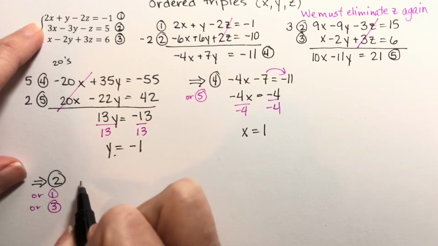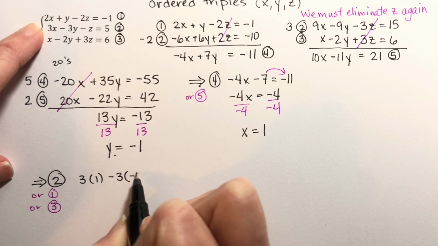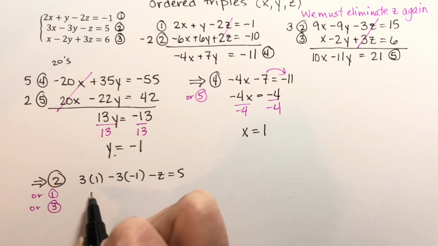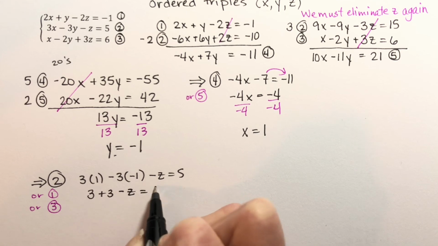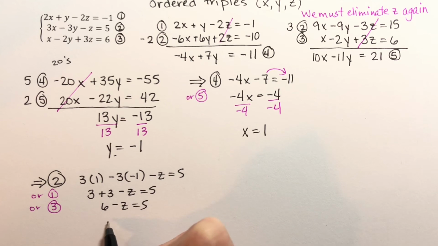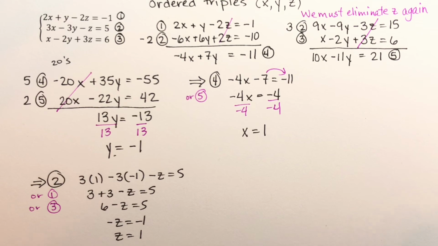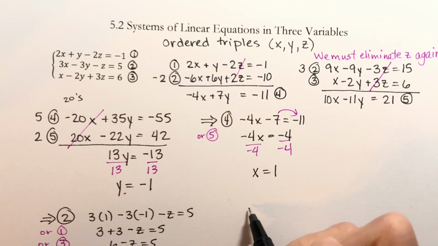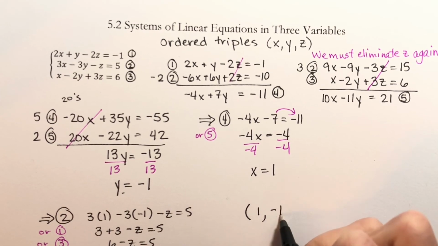So right here, I have 3 times 1 minus 3 times -1 minus z is equal to 5. So that is 3 plus 3 minus z is equal to 5. 6 minus z is 5. Subtract 6, -z is equal to -1. So our z value is 1. The answer to this system is the ordered triple x, y, z: 1, -1, 1.